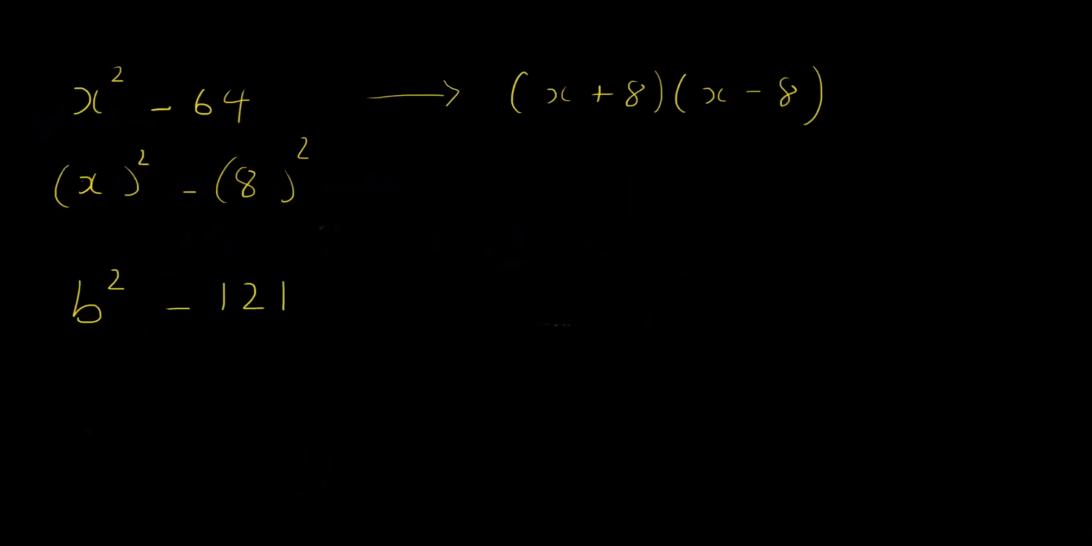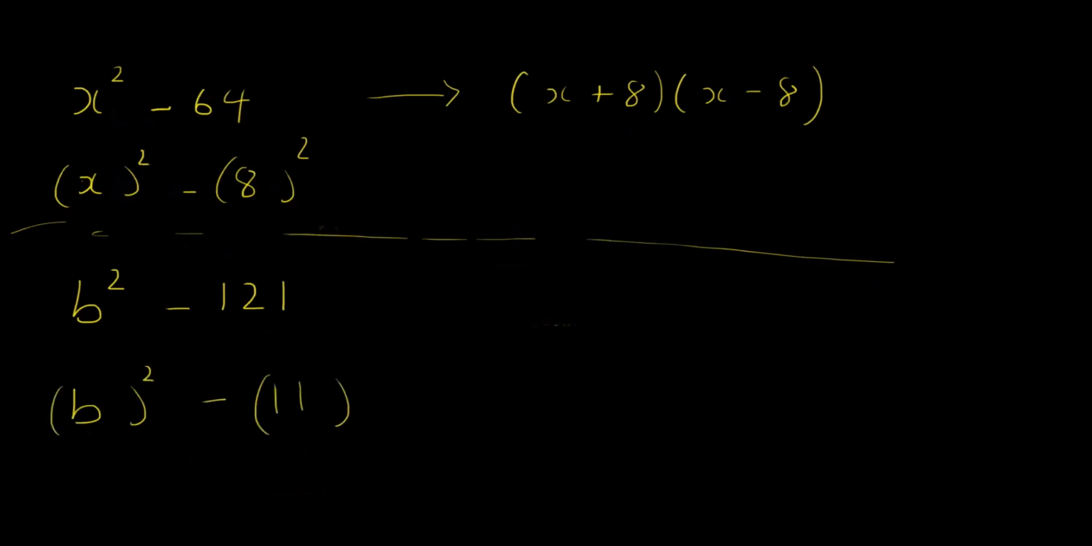Squares, please. B and 11. Perfect. Equation, please. B plus 11, and B take away 11. It's minus 11. Perfect.